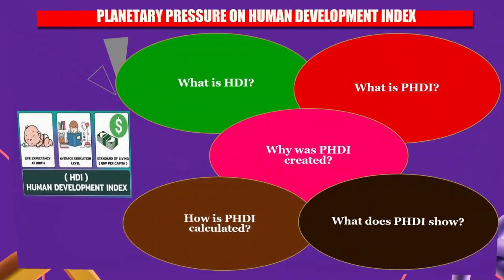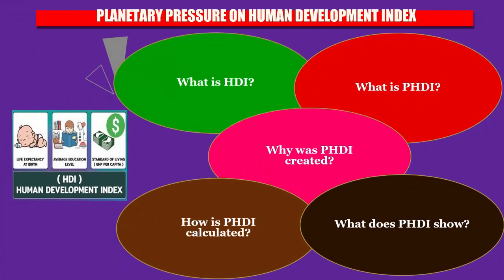First of all, you must be clear about what is HDI, that is the Human Development Index. It is a composite statistic that is used to rank countries, based on life expectancy, education and per capita income. That is called the HDI.